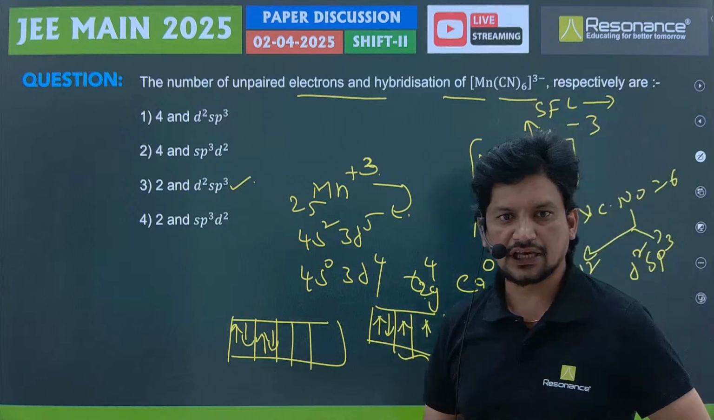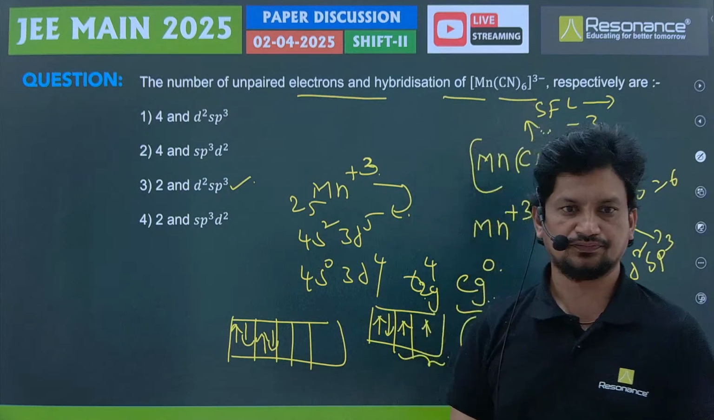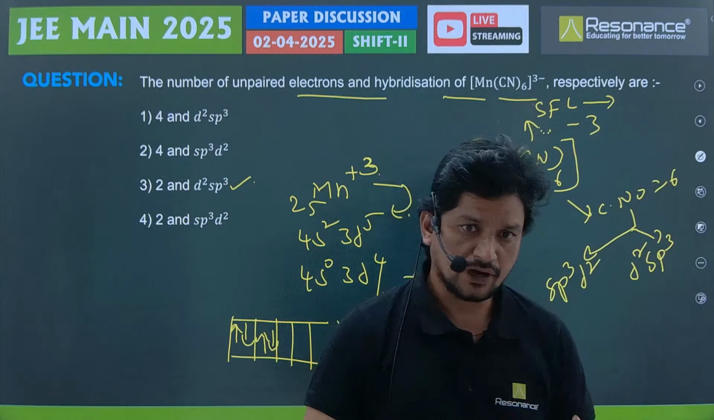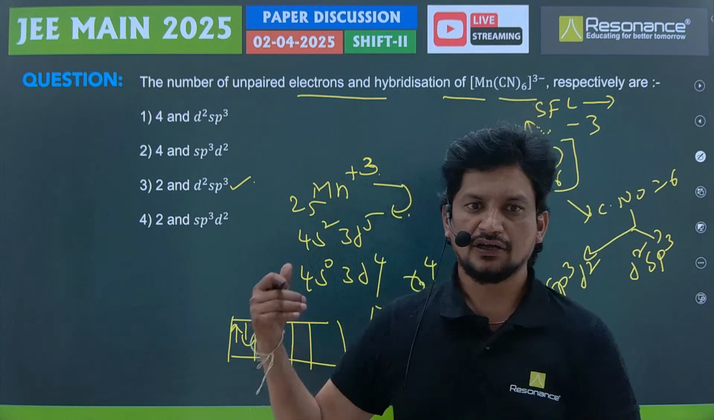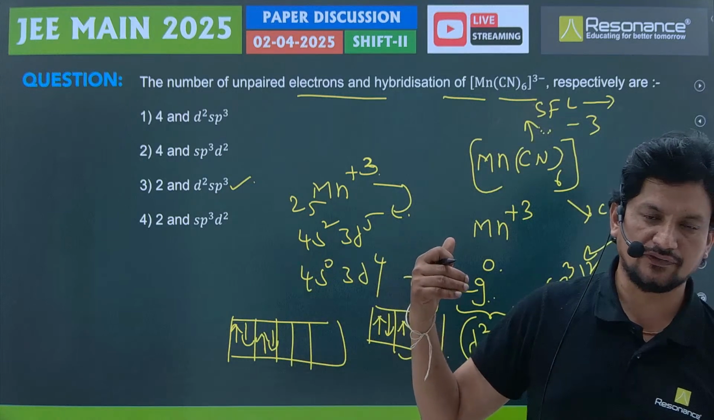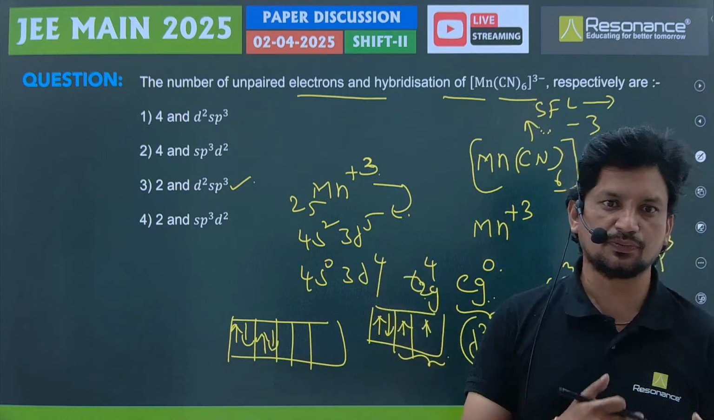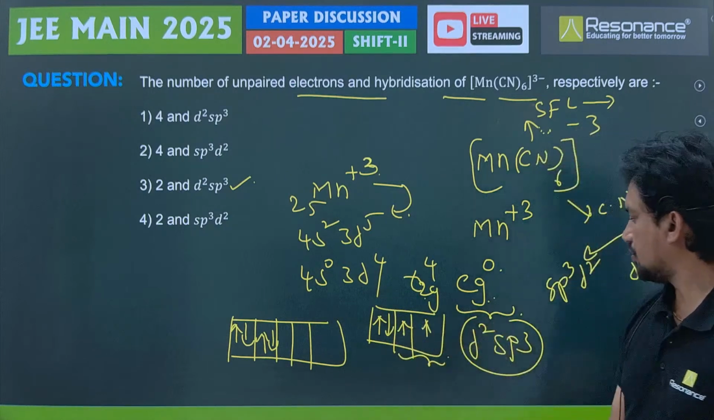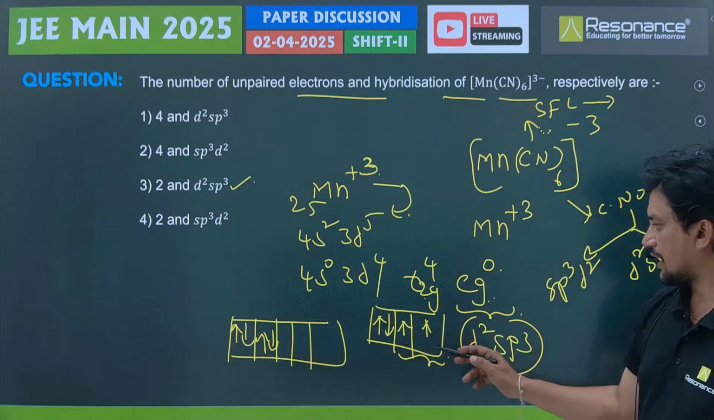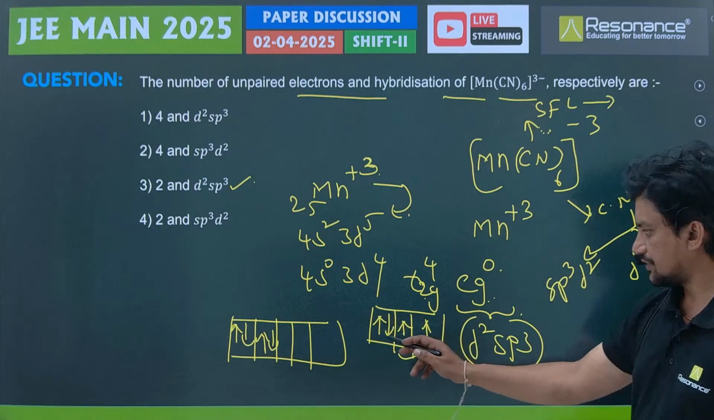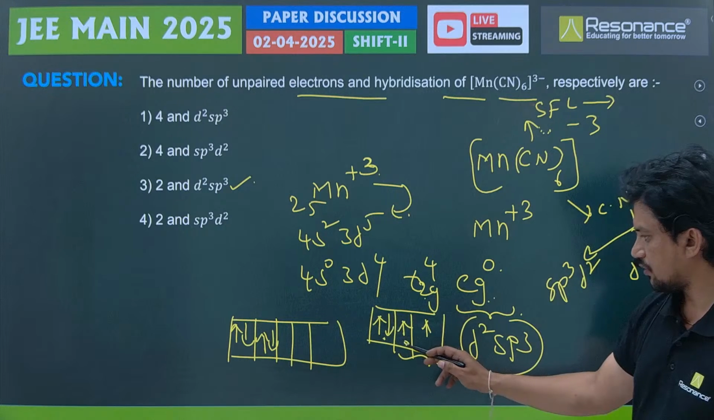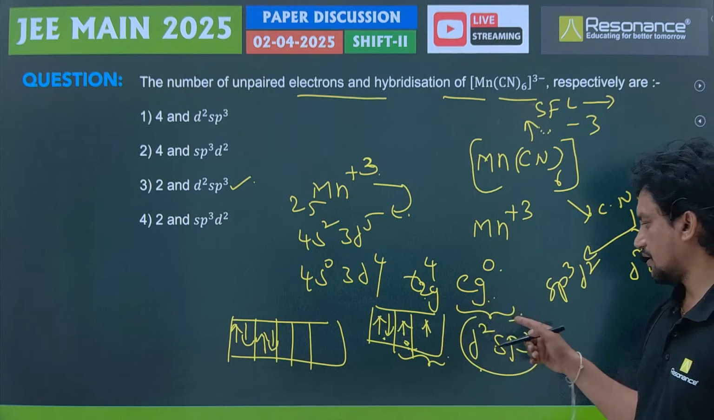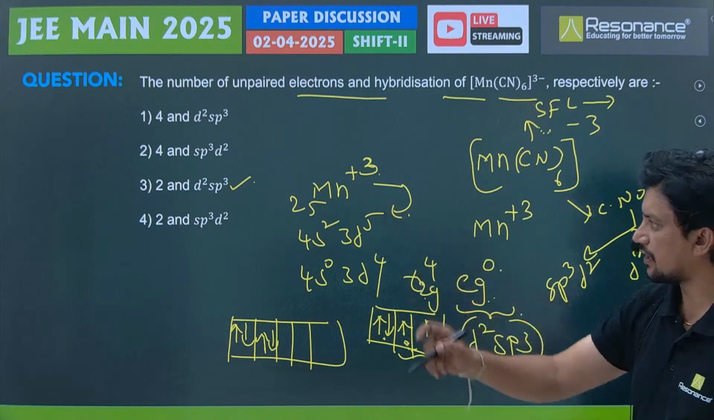If they had given a weak field ligand, the situation is different. Then it gives sp3d2 hybridization, and the number of unpaired electrons is also different. But in the given question, they gave a strong field ligand, therefore pairing takes place in the t2g orbitals. So t2g4, eg0 is the electronic configuration. Pairing takes place, the remaining 2 electrons are unpaired, eg0 undergoes d2sp3, and unpaired electrons are 2.